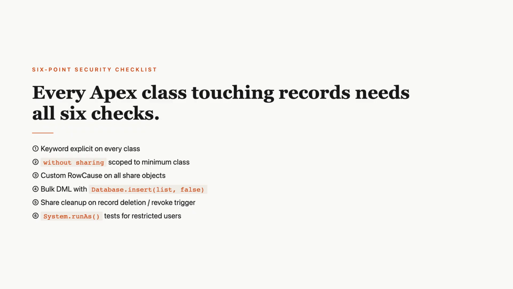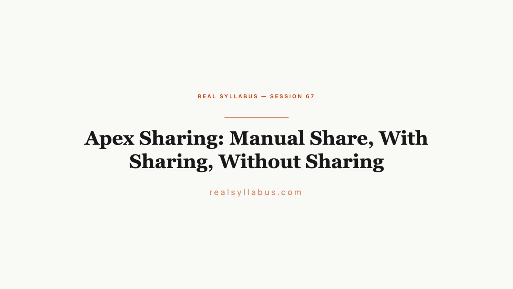That is the complete picture of Apex sharing. The full article at realsyllabus.com, session 67, contains all the working code from this tutorial. The with sharing and without sharing class examples, the inner class escalation pattern, the custom object and standard object sharing services, the bulk DML implementation, and the test class with system.runAs.